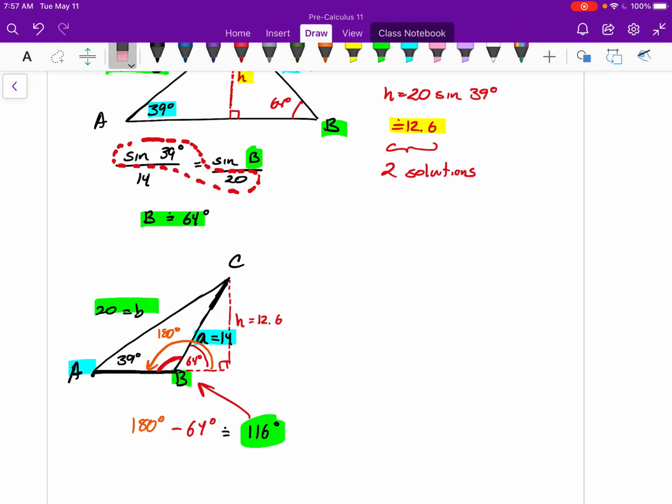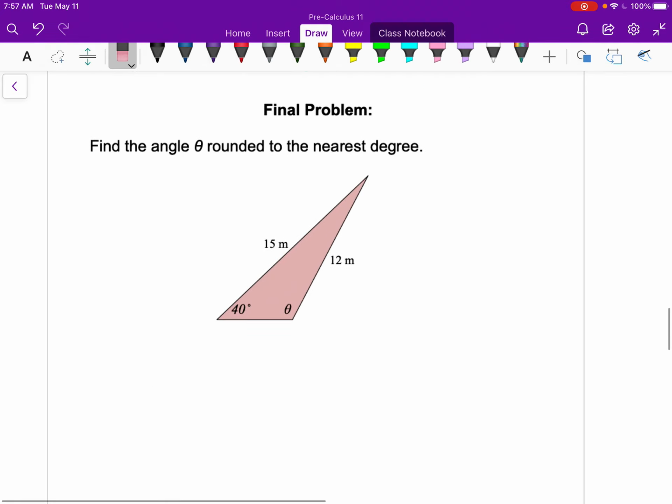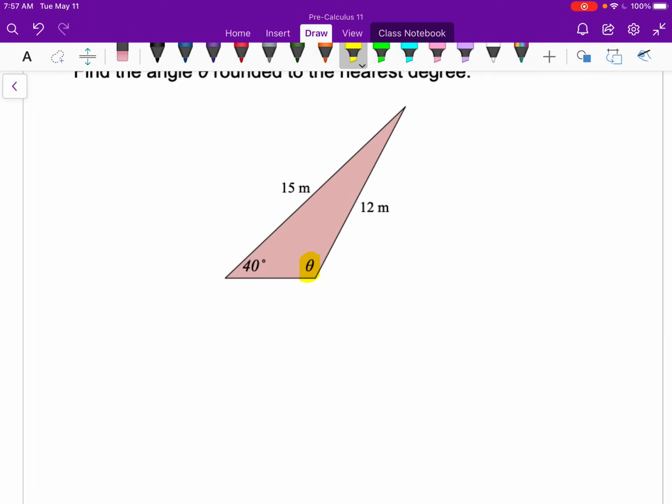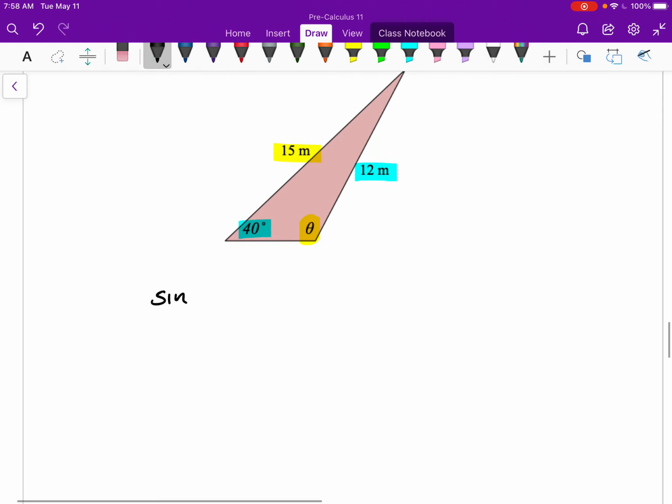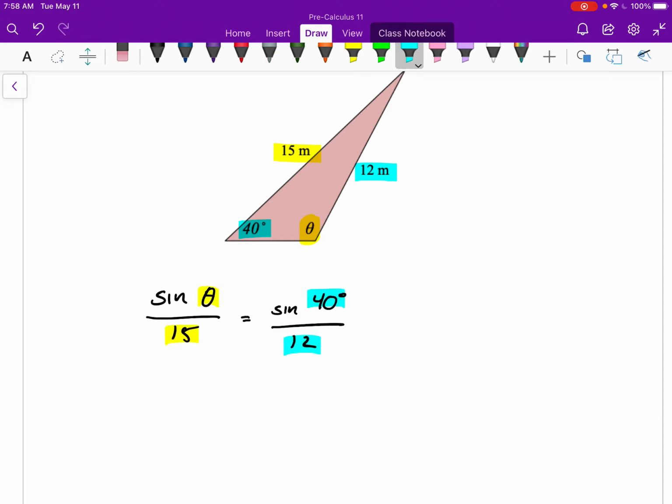All right, so with that said, here is a triangle we actually have. I want to find angle theta. To find angle theta, it's clearly not a right triangle, so let's just go right to the sine law. Angle theta is opposite to side 15. Angle 40 degrees is opposite to side 12. So I have everything set up nicely for the sine law. So I can say the sine of theta over 15 equals the sine of 40 degrees over 12. All right, and then solve for theta.